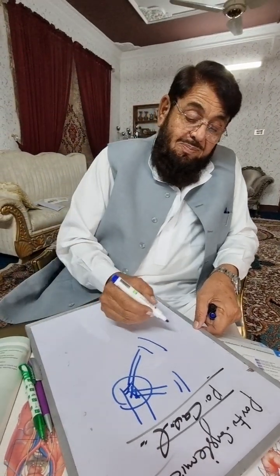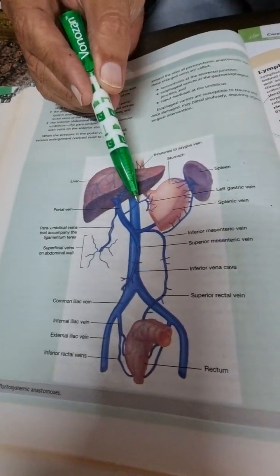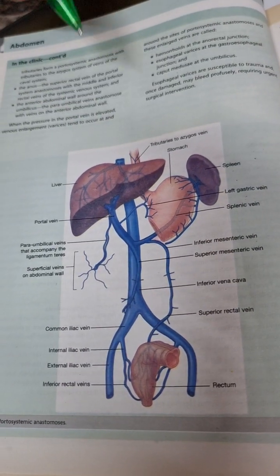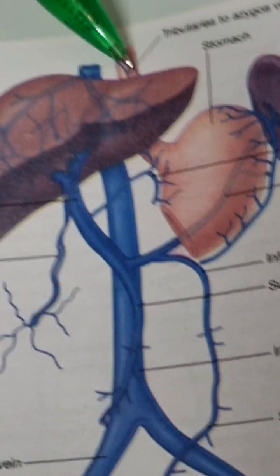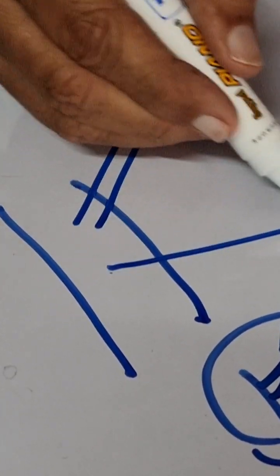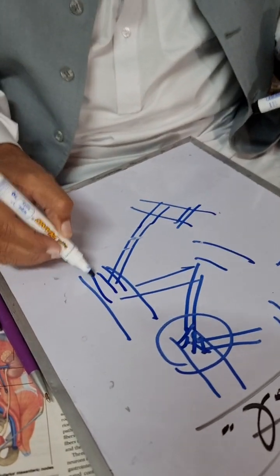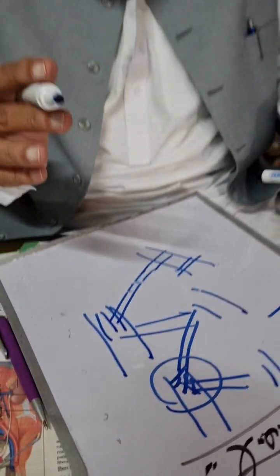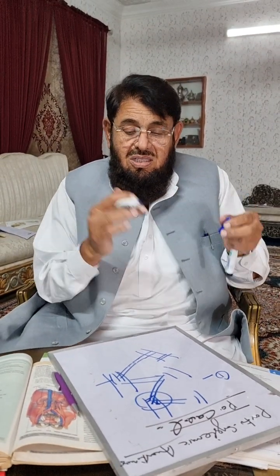Where are these sites? Number one, at the lower end of the esophagus. Look, at the lower end of the esophagus, you look over here, please. The veins drain into the left gastric vein, which drains into the portal vein, while the other veins from the esophagus drain into the azygos veins. In this way, at the lower end of the esophagus, there is anastomosis between the portal and systemic veins. And in case of portal obstruction or portal hypertension, these veins become dilated, which is called esophageal varices or varicose veins of the esophagus. And if it ruptures, it may lead to dangerous or serious bleeding.